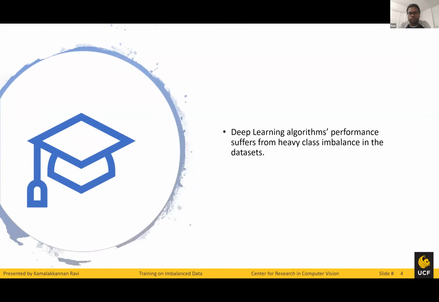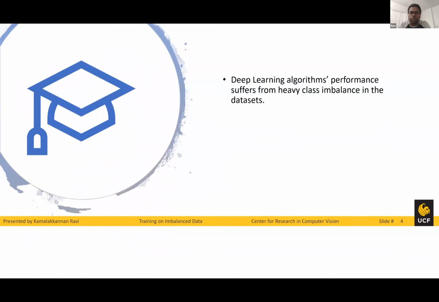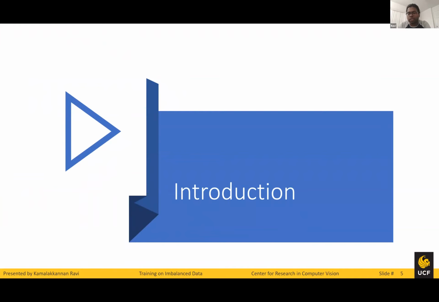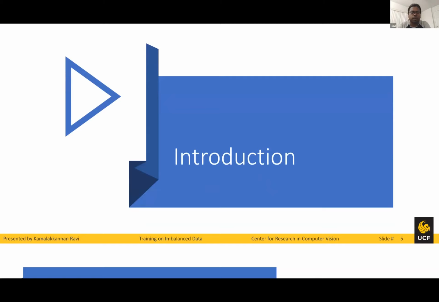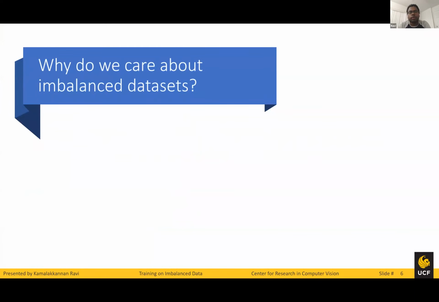The motivation for this work is to understand why imbalanced data sets affect deep learning algorithms' performance. We have other algorithms, say SMOTE. It's used for classical machine learning algorithms, but it's not so helpful when it comes to deep learning algorithms. Now that we know data imbalance is an issue, let's learn a little more about what data imbalance is and so on. First, why do we care about imbalanced data sets?